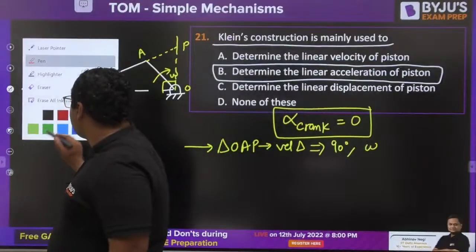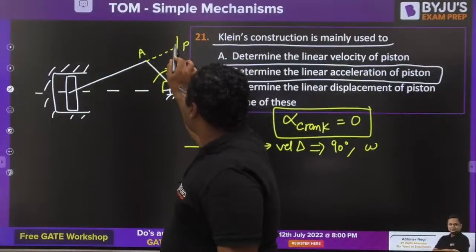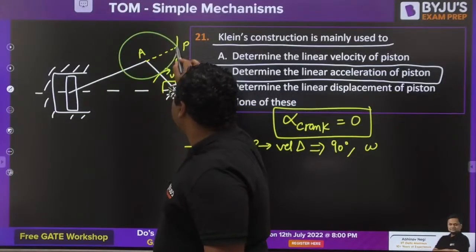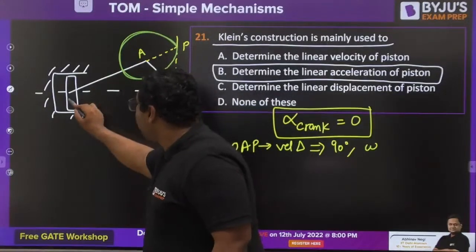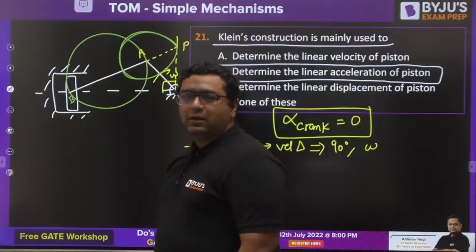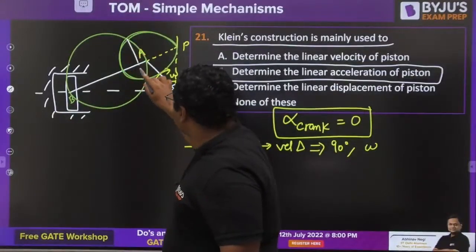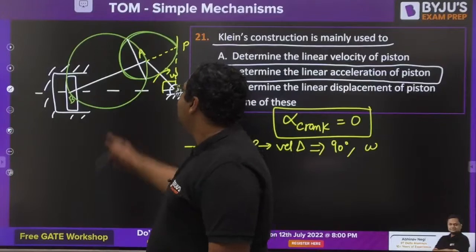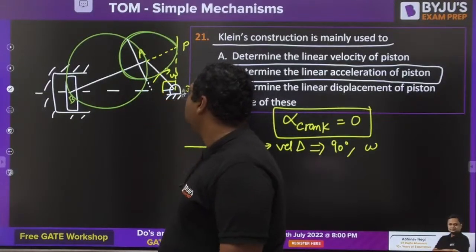Then, my dear, if you want to go for the acceleration diagram, plot a circle by taking AB as radius. Taking AP as radius, make a circle. Taking AB as diameter, plot another circle. Wherever two circles are intersecting each other, join those 2 points. Whenever you are joining these 2 points, my dear, extend it to the line of stroke.